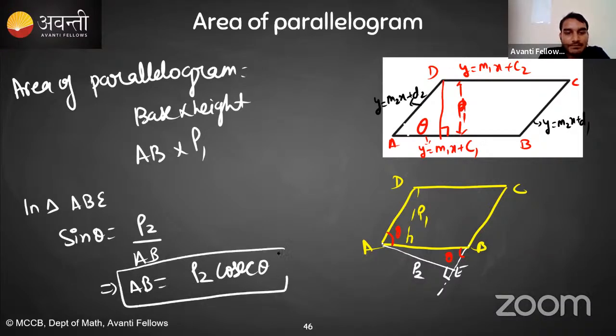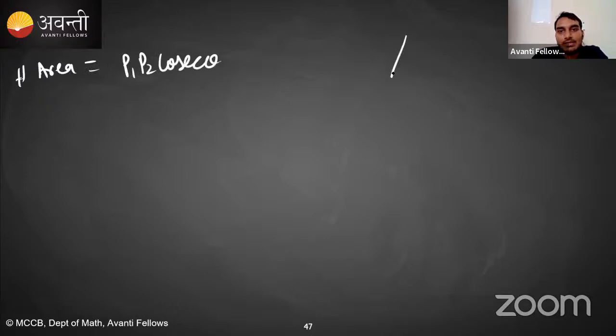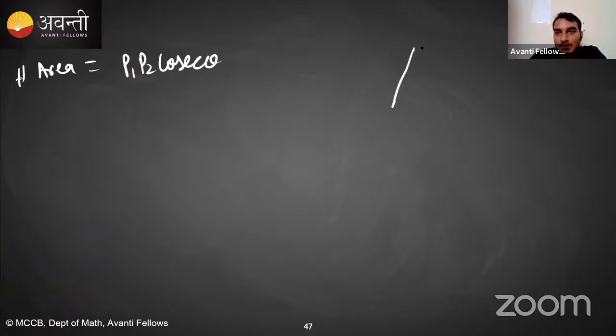Is this clear so far? So far you are with me? AB is p2 cosec theta, right? So now how much is the area? The area comes out to be p1 p2 cosec theta, right? p1 p2 cosec theta, clear? Okay, this is also clear. So now let's proceed. What is theta? Theta is the angle between these two lines.